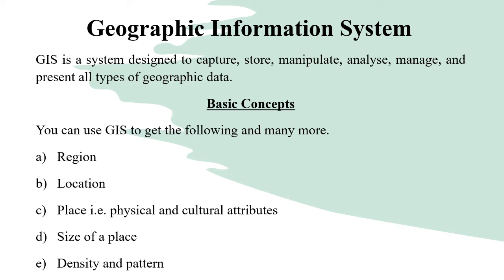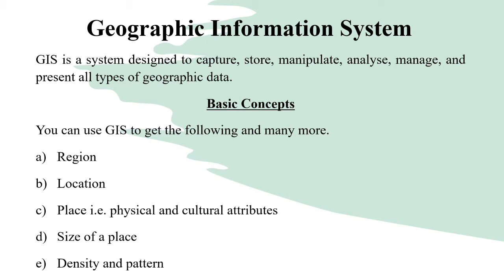And so this brings us to the basic concepts, and we have the region, the location, the physical and cultural attributes, and the size of a place. And we also have the density pattern. GIS also helps you to determine the density of a place, how populated the place is, the kind of pattern you can find in a place, the size of that place, and either their physical or cultural attributes. GIS can also help to bring this into play.